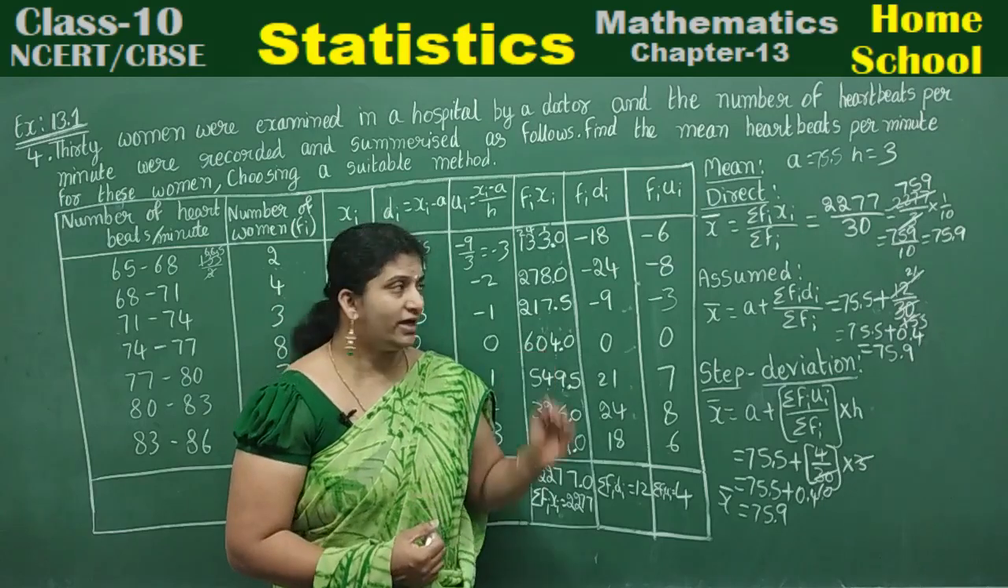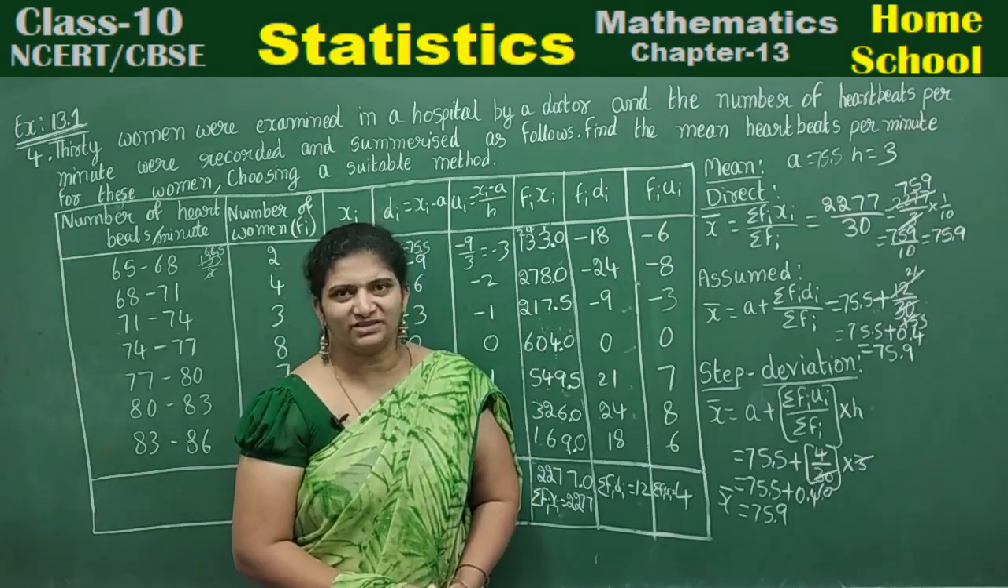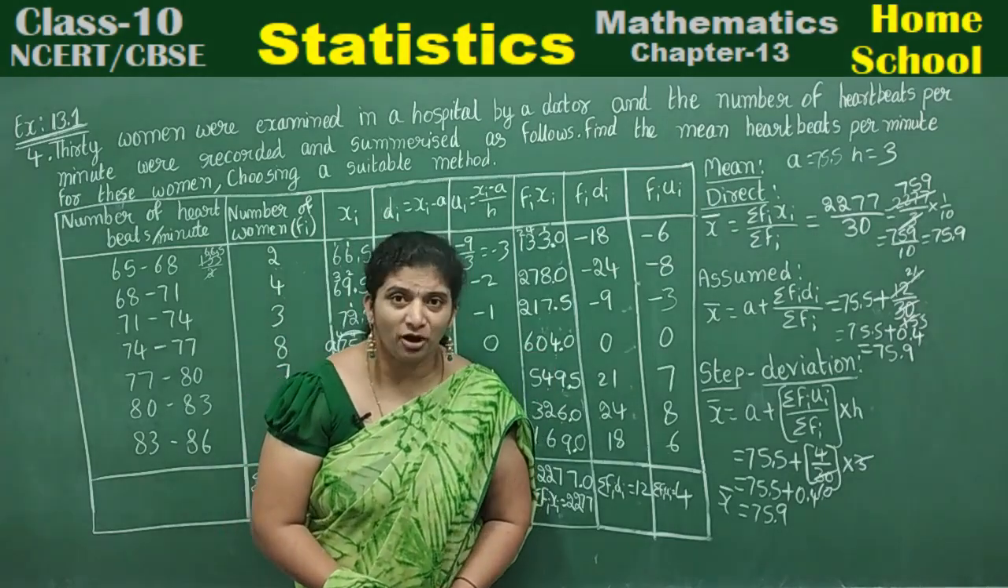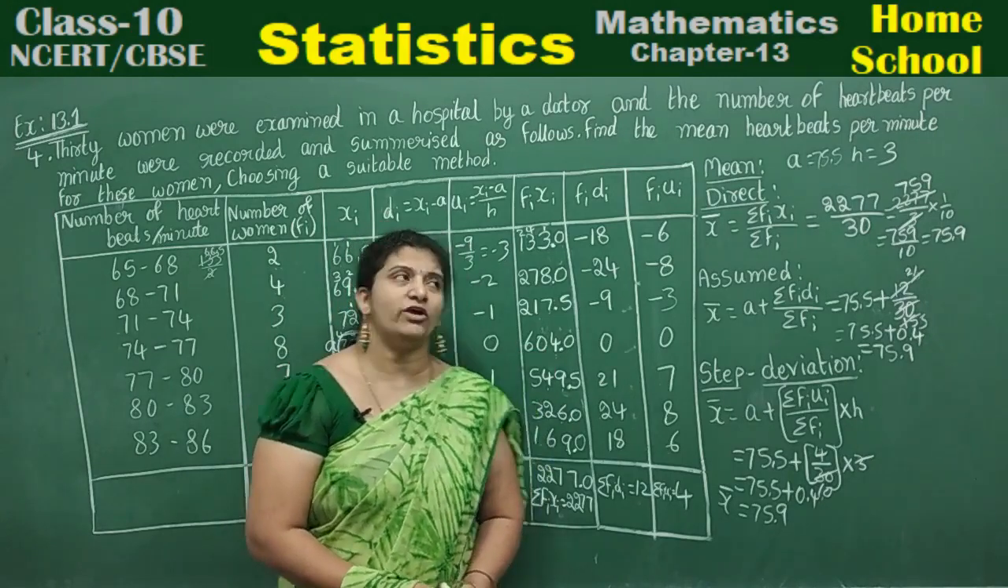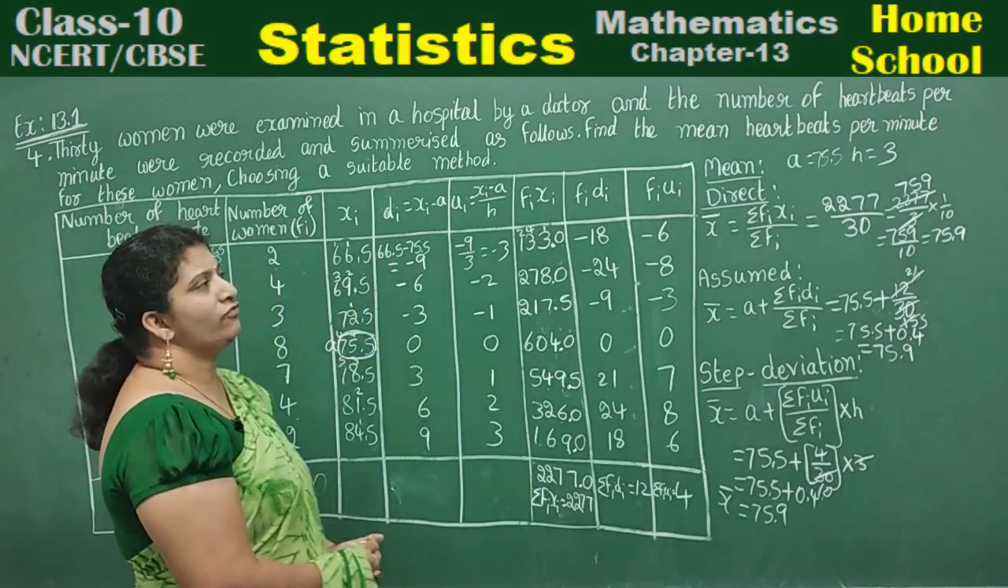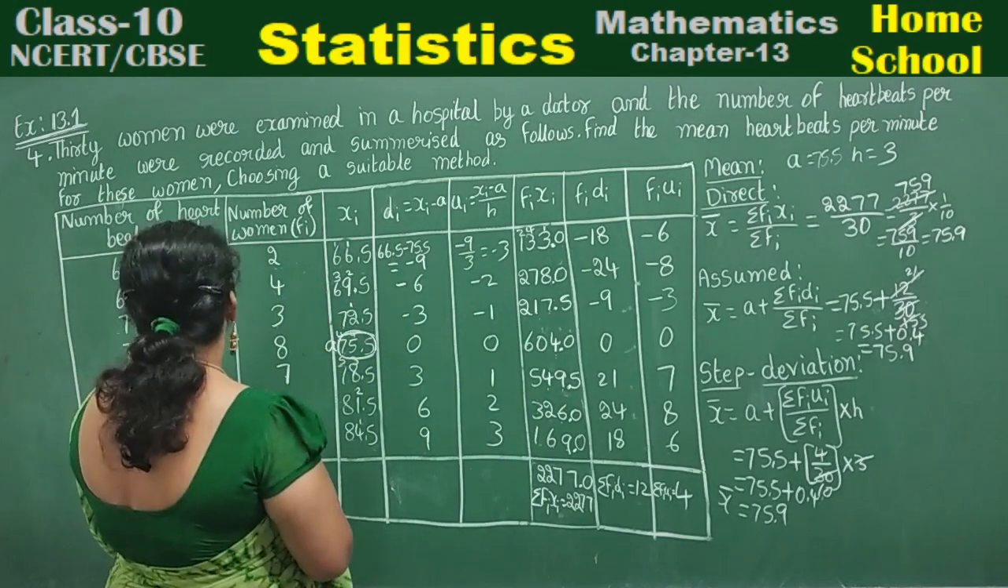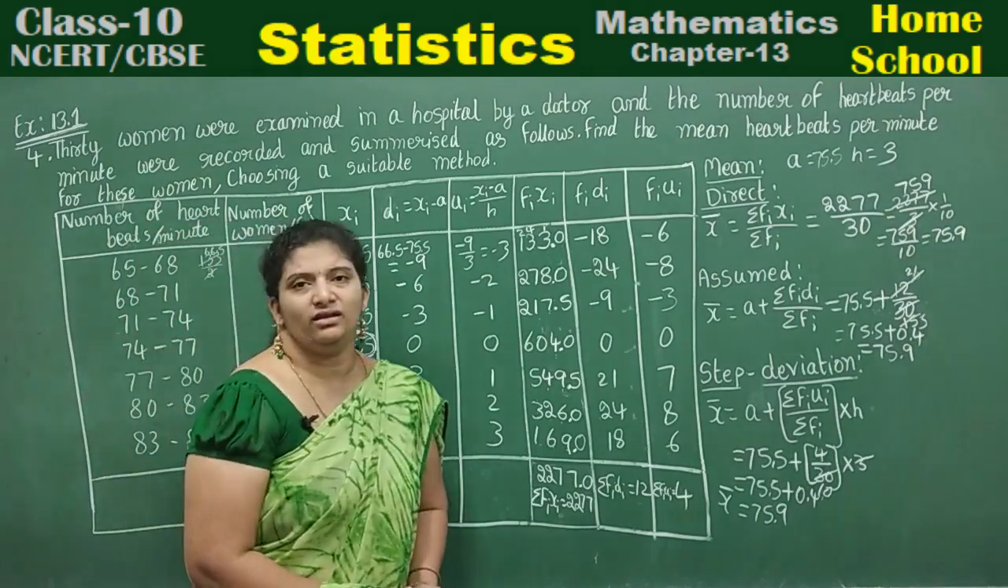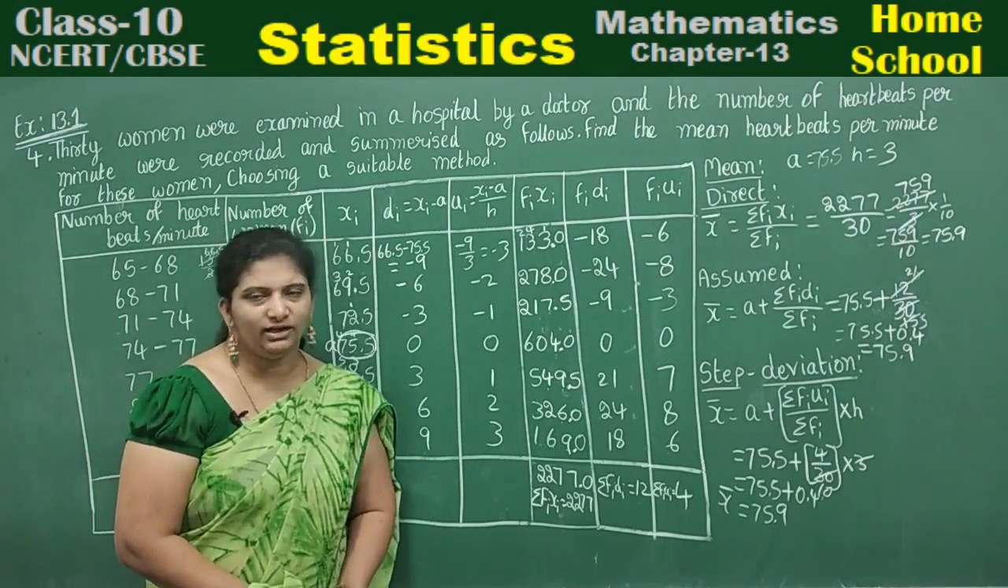In all the three methods, we got the same answer. So we need to end our problem with a concluding statement. What is that statement here? Therefore, the mean heartbeat per minute for these women is 75.9.